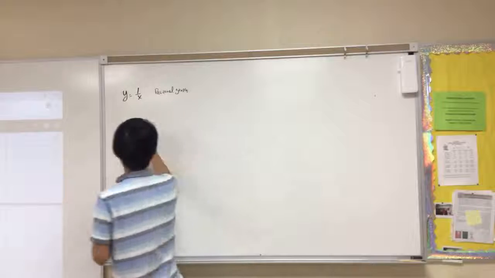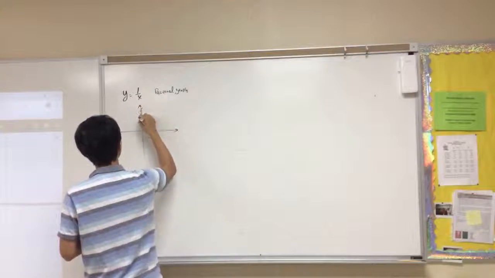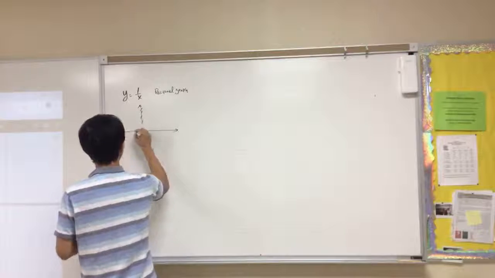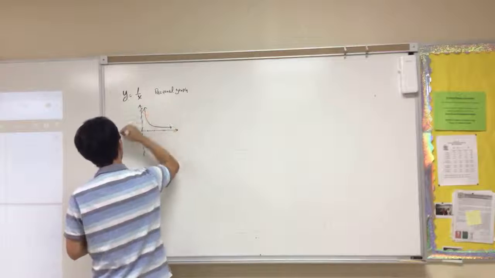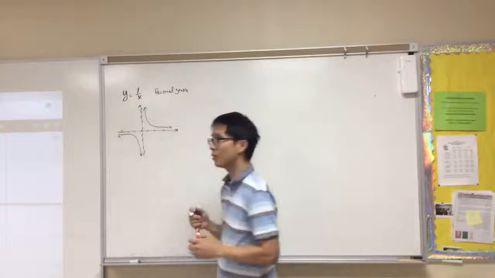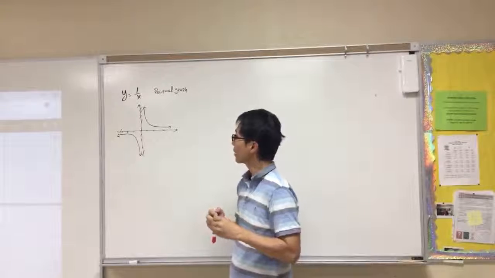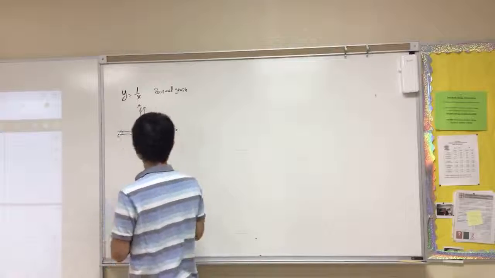So you're going to have the first one here. There's going to be an asymptote on the x-axis and the y-axis, and the graph's going to be like this. There's a vertical asymptote and there's a horizontal asymptote. And they both go through the points (1, 1) and (-1, -1).